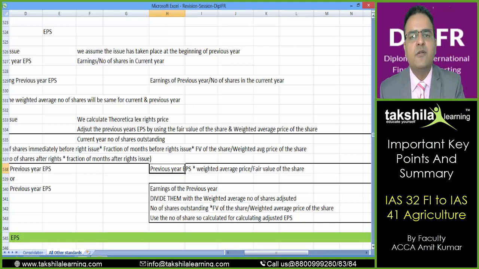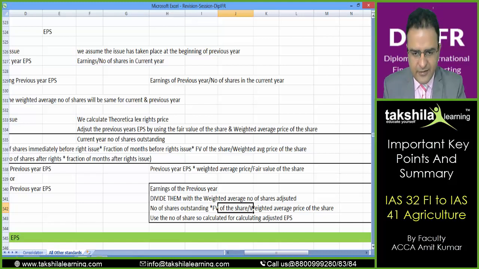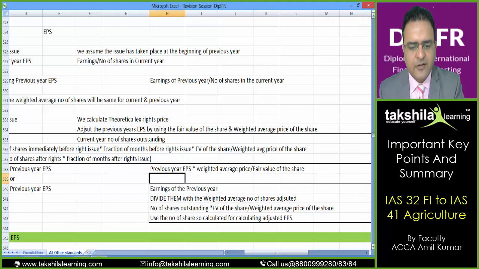Directly applying it to the previous year EPS. The inverse fraction will be, we were multiplying it with the fair value 6 and then trying to know what if we were given shares at a price of 5, how many shares could have been bought. But this denominator, if we inverse the fraction, we can directly apply it to the previous year EPS.